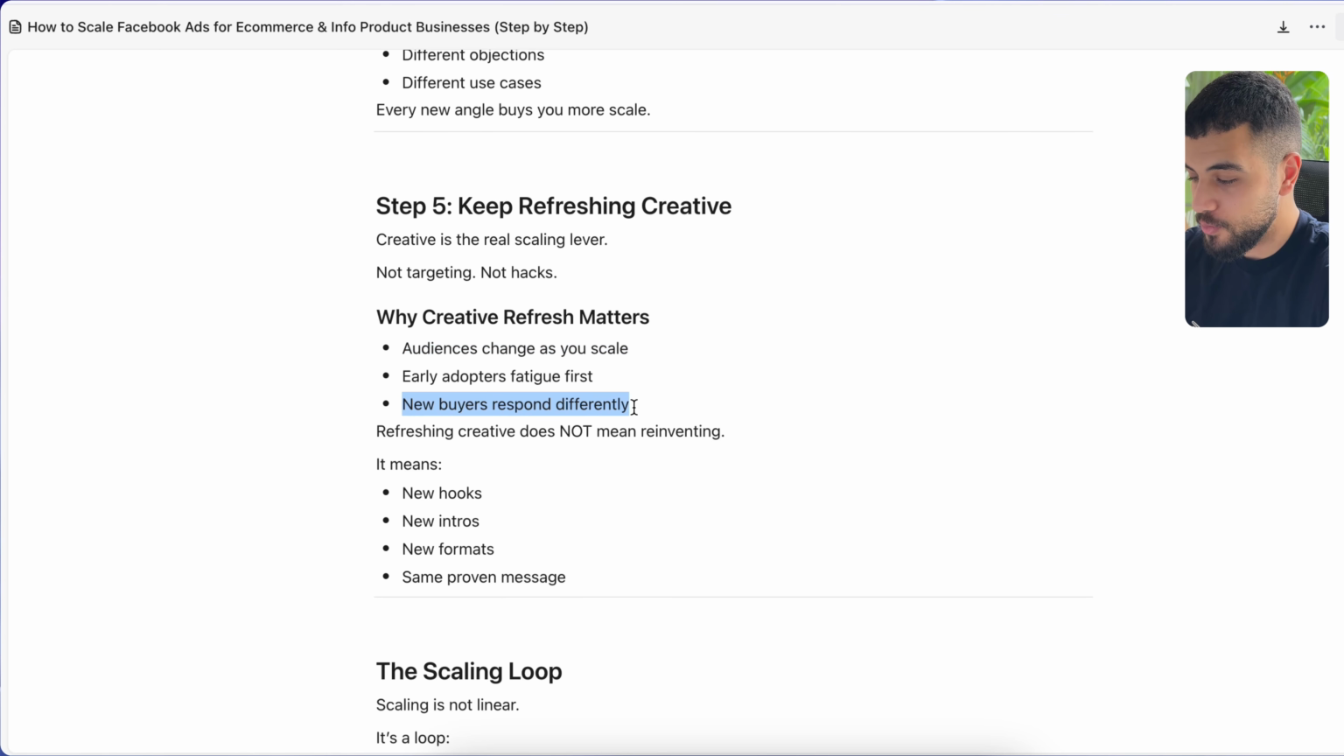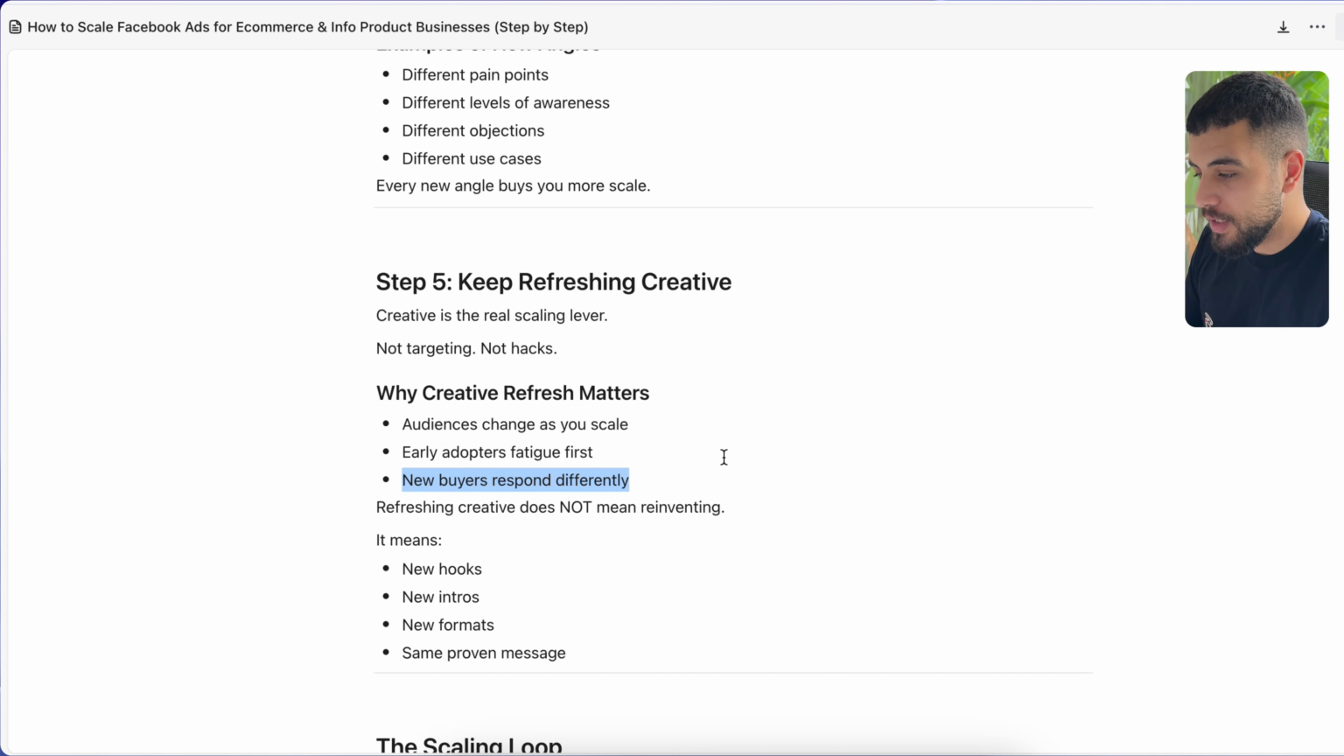And again, new buyers respond differently. What I mean by this is different ICPs respond differently. You may notice, as an example, let's say that you're an apparel brand. You could go the wholesale route or you could go the B2C route. Each one of them will respond differently, obviously. So this is a good example of this point overall.